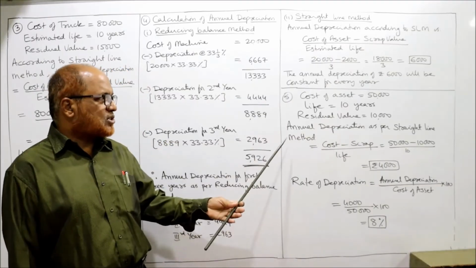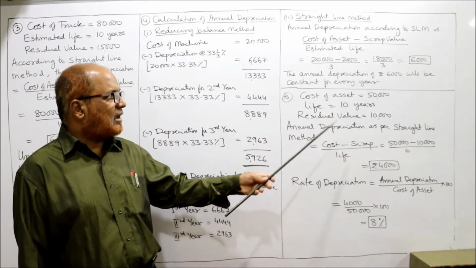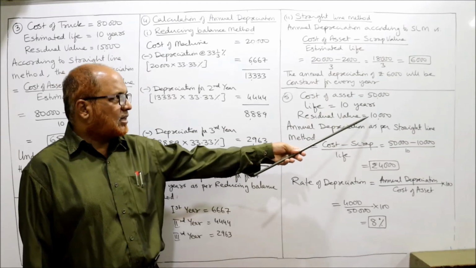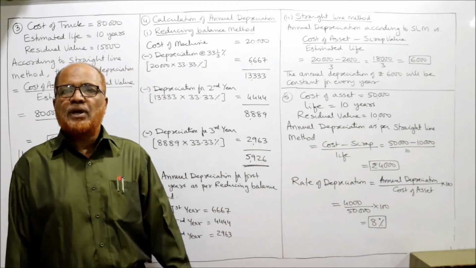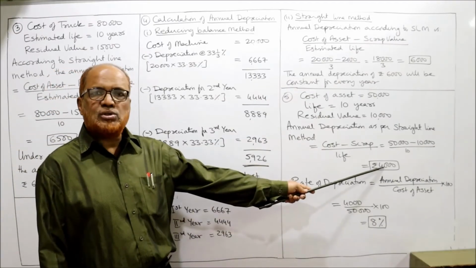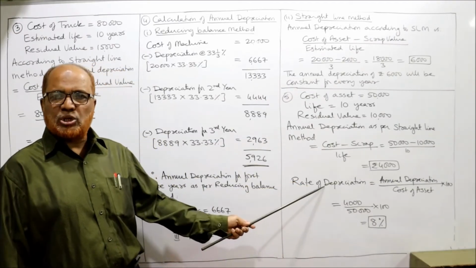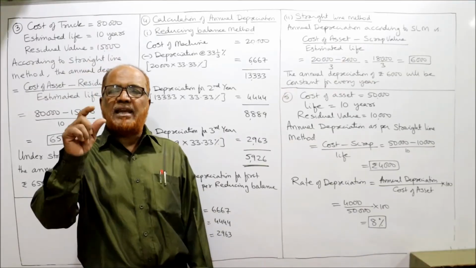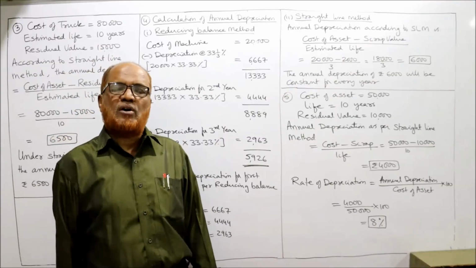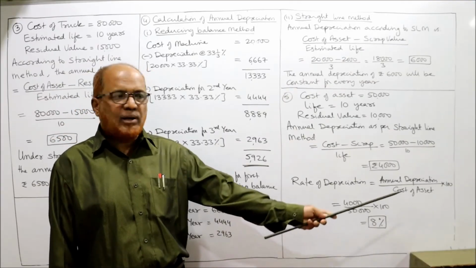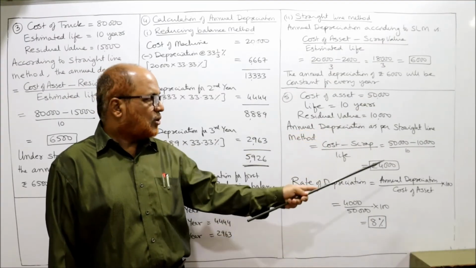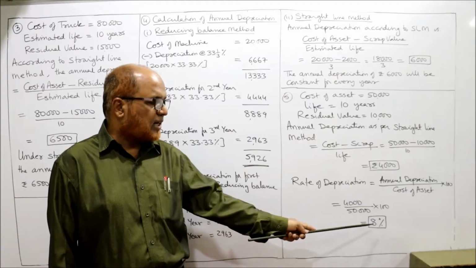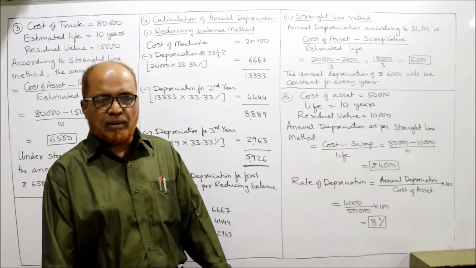Annual depreciation as per straight line method: cost minus scrap by life. Cost is 50,000, residual value 10,000. 50,000 minus 10,000 divided by 10, 4,000. So annual depreciation is 4,000. What is the rate of depreciation? Rate of depreciation is equal to annual depreciation divided by cost of the asset into 100. Annual depreciation is 4,000. What is the cost of the asset? 50,000. So 4,000 divided by 50,000 into 100, 8% is the rate of depreciation.